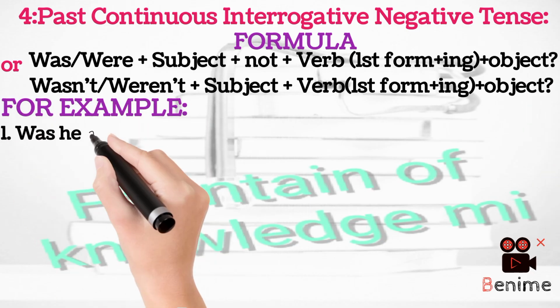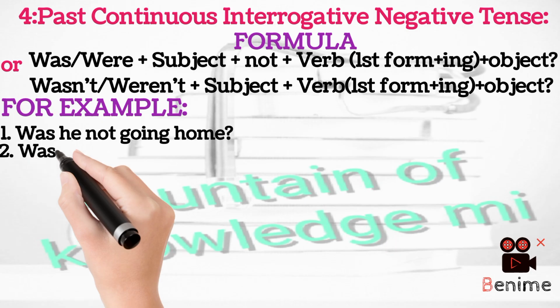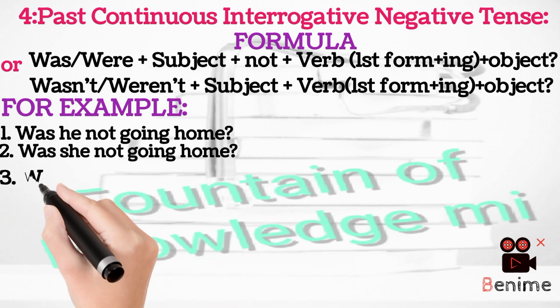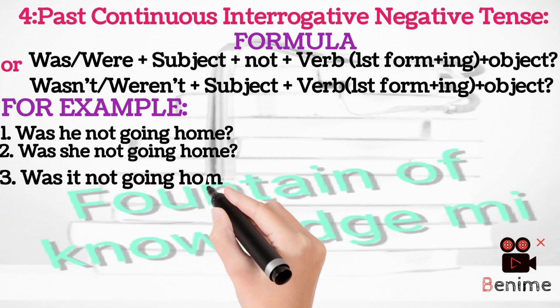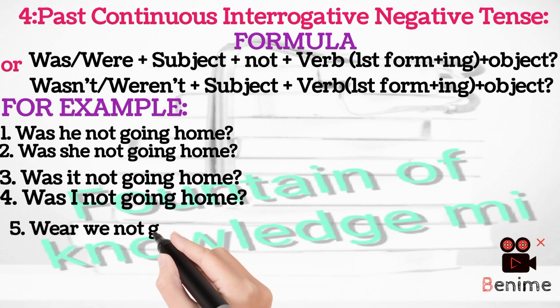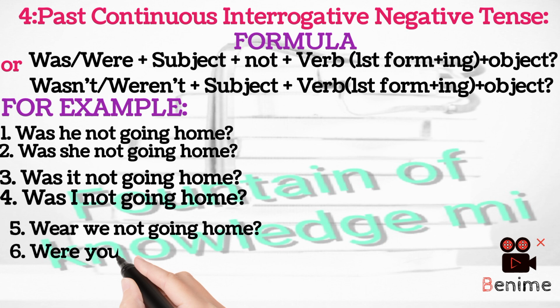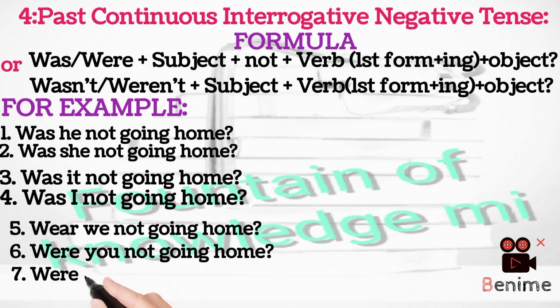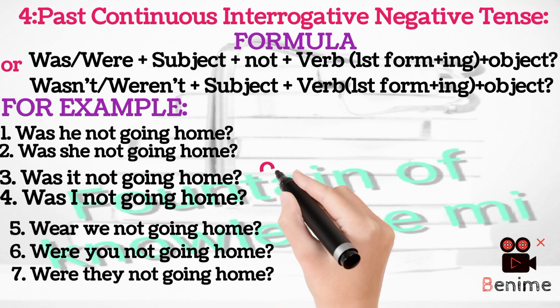For example. 1. Was he not going home? 2. Was she not going home? 3. Was it not going home? 4. Was I not going home? 5. Were we not going home? 6. Were you not going home? 7. Were they not going home?